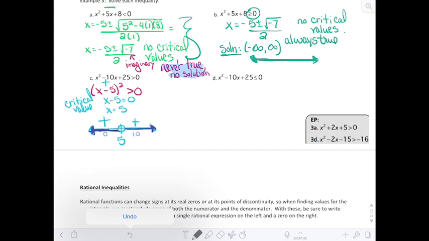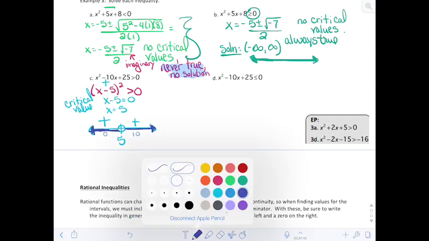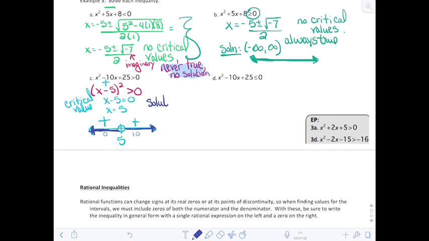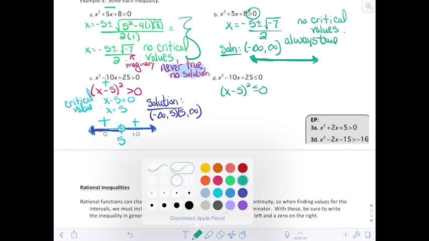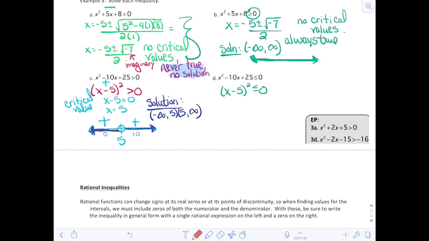So in interval notation, that looks like this. My solution is from negative infinity to positive 5, and then from 5 to infinity. So we're just not including the 5. Okay, so that's a little different. Letter D. Again, this is going to factor to x minus 5 all squared less than or equal to 0. So we are still having the same critical value of 5, but now I want it to be negative.